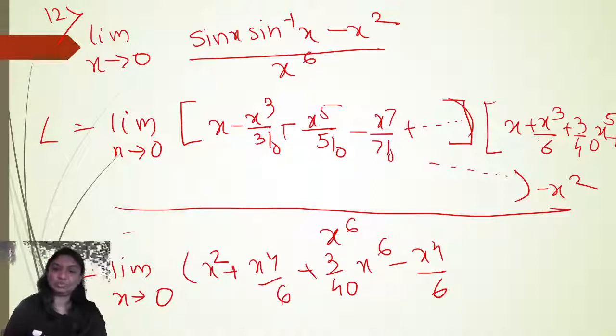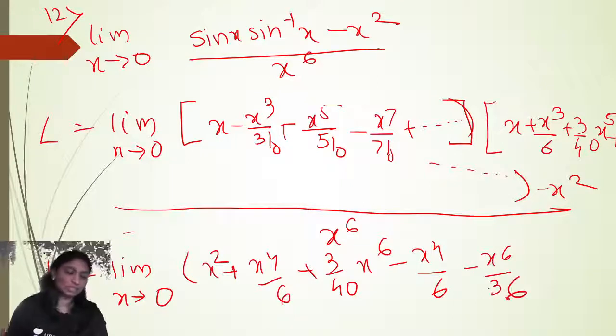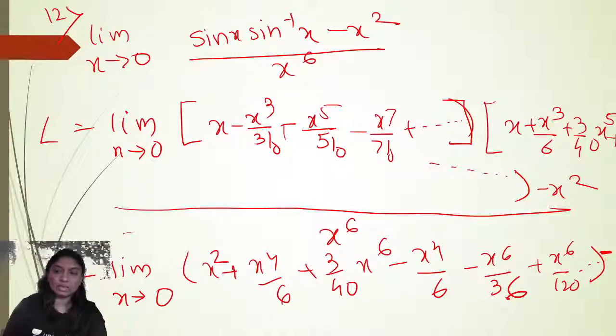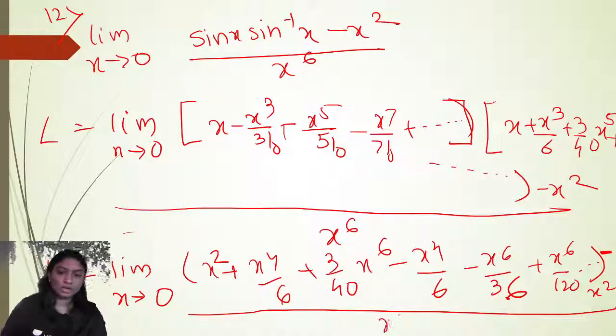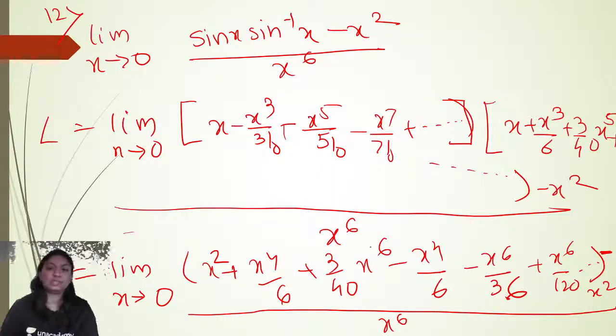Here minus x raised to 4 by 6 minus x raised to 6 by 36 plus x raised to 6 by 120 and so on, minus x square upon x raised to 6. Right, now all the terms containing x. So if you observe, this plus x square and minus x square will get cancelled out. So you will get 3 by 40 upon x raised to 6 upon 3 by 40 upon x raised to 6. So this x will cancel out. So you will get 3 by 40.